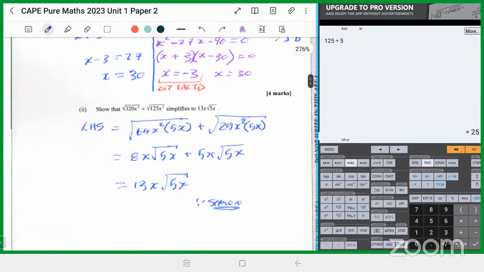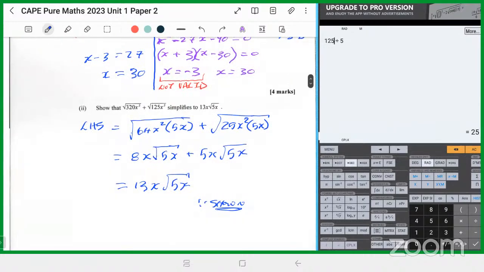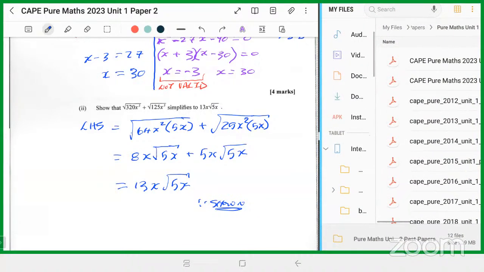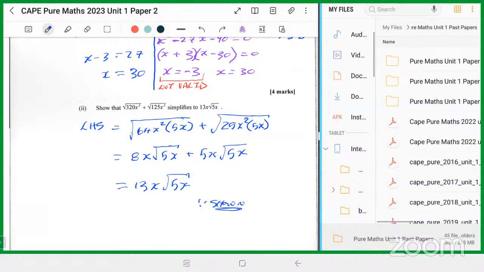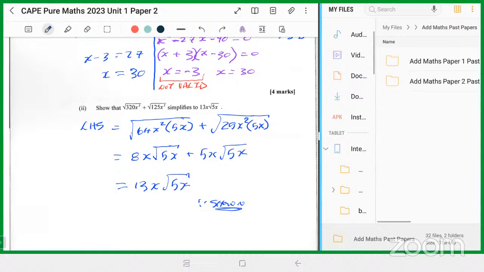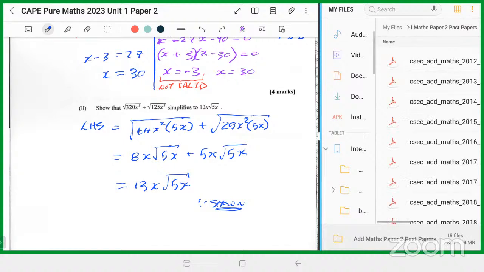So this could have come on an add maths paper as well. All right, so we could check our add maths paper now. Since you have both add maths and pure maths students in the class, let us check our add maths paper now. All right, so we could do 2023 as well.